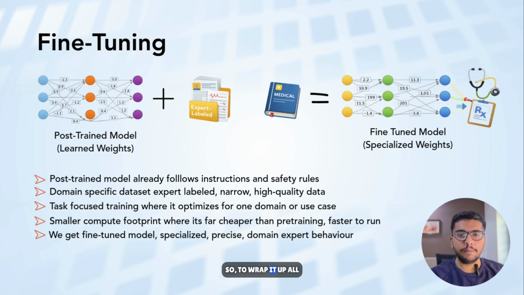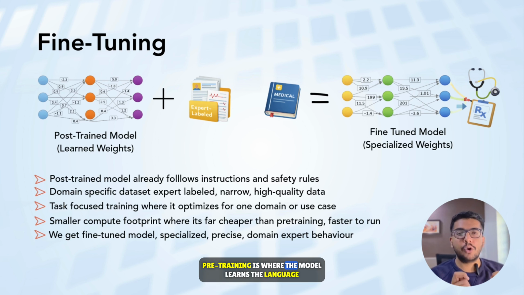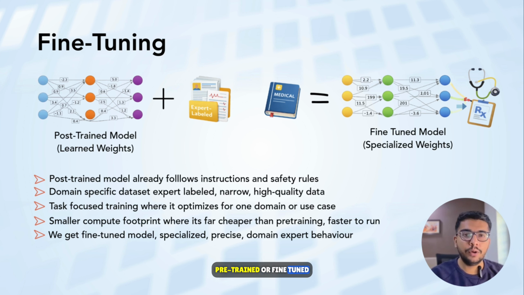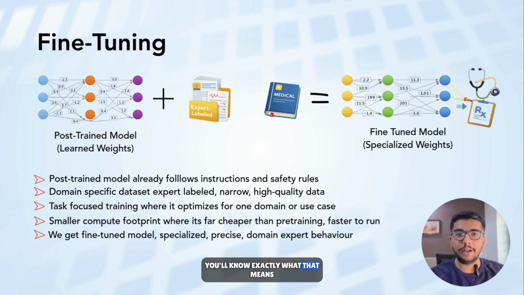So to wrap it all up, pre-training is where the model learns the language, post-training is where it learns how to behave, and fine-tuning is where it learns to do one job really well. Here we have the same model, same brain, just trained differently at different stages. So the next time you hear someone say this model is pre-trained or fine-tuned, you'll know exactly what that means.